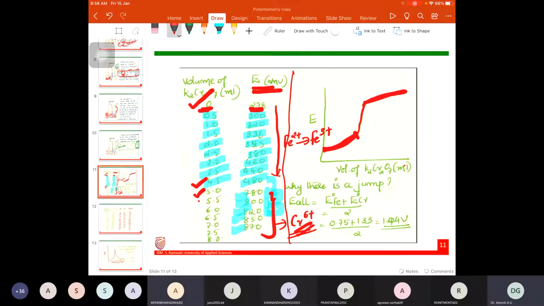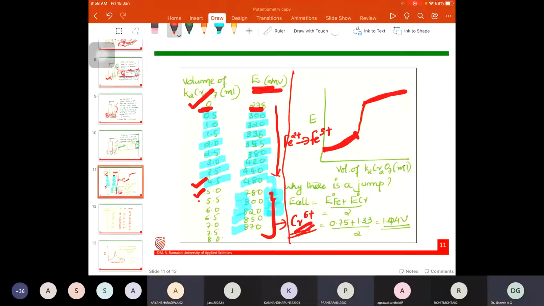Sir, because there is a difference in the concentration for chromium ion. Chromium has a higher potential than iron. That's the answer I will come back to. The answer is correct. See here. Before the equivalence point, who gave the potential? Fe or Cr? Fe. After the equivalence point, who gave the potential?